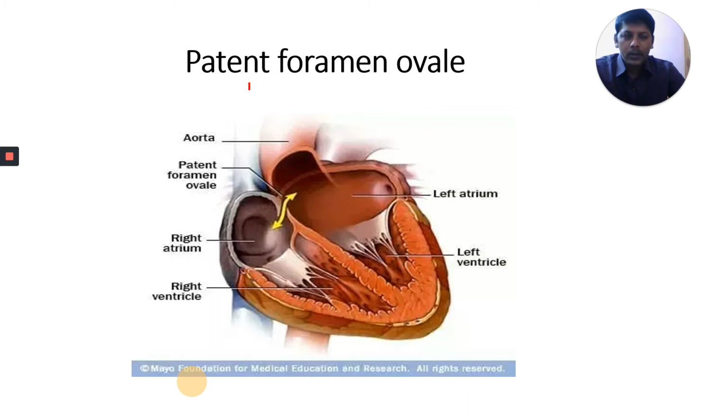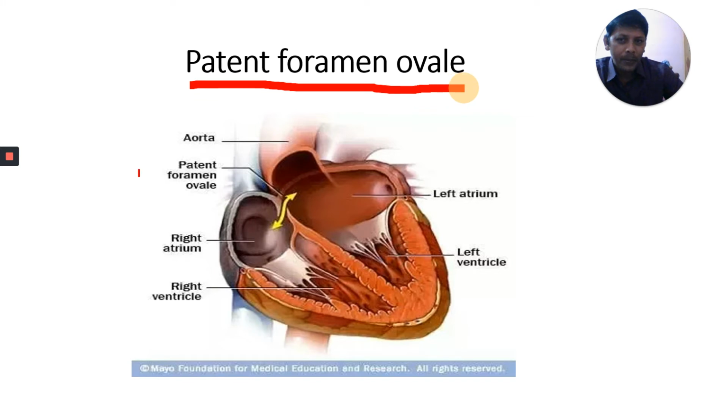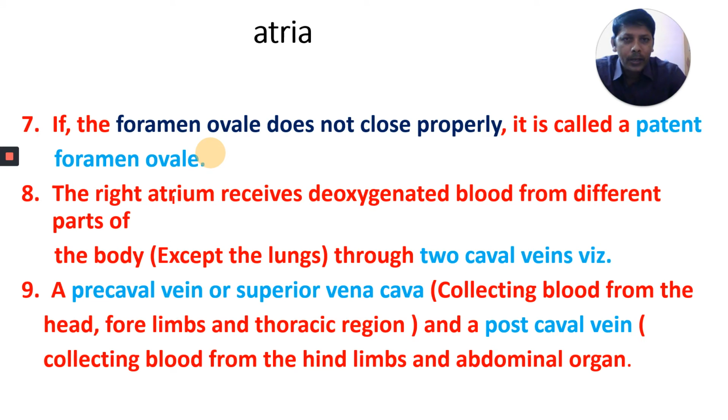Next, in some children, the foramen ovale is not closed at the time of birth, and it remains even after birth. We say there is a hole in the heart. This is called patent foramen ovale. That means in the heart there is still a foramen ovale even after birth. Generally, at the time of birth it closes, but in some people it remains open. If it remains open even after birth, the foramen ovale is called patent foramen ovale.